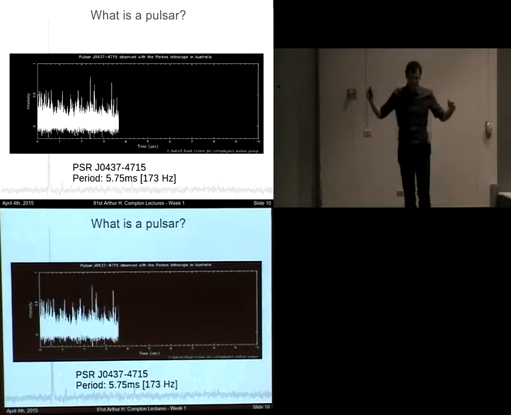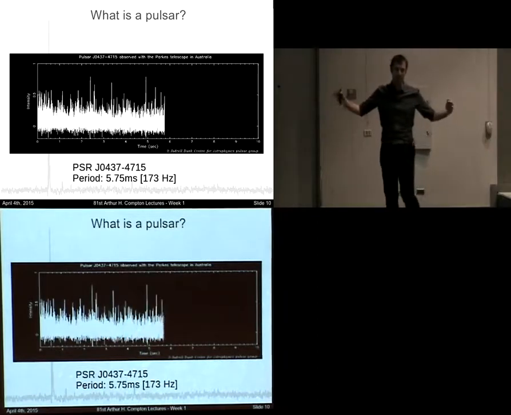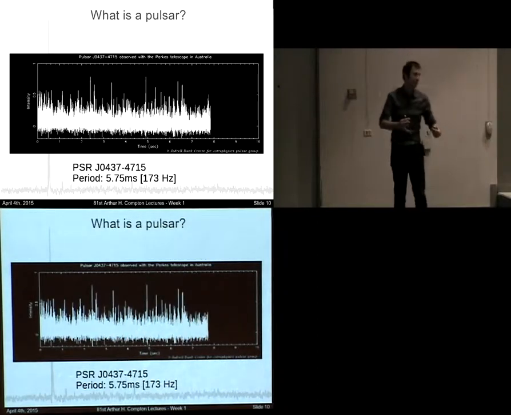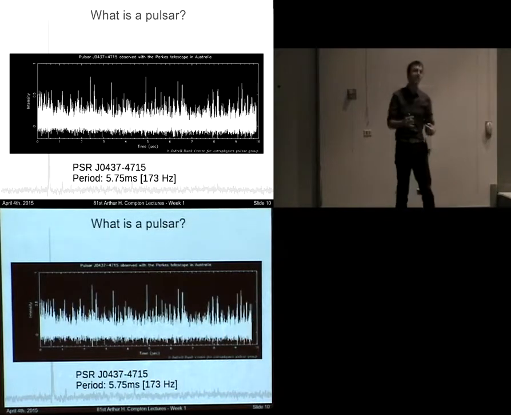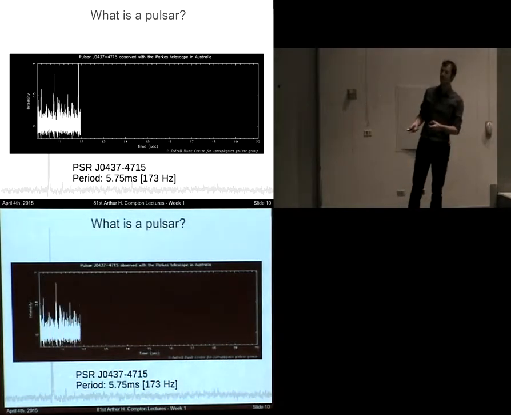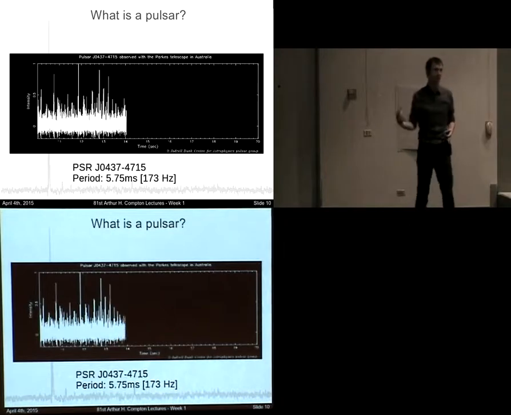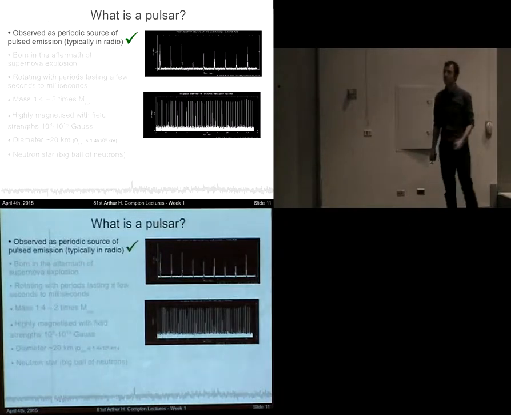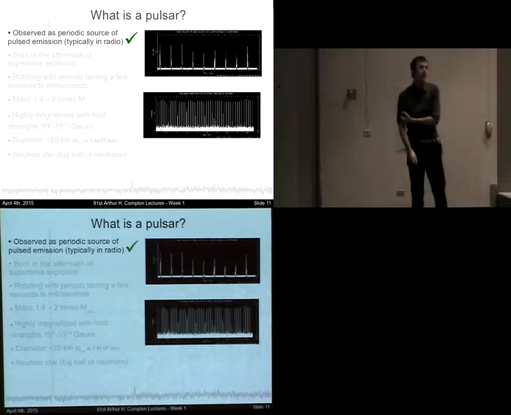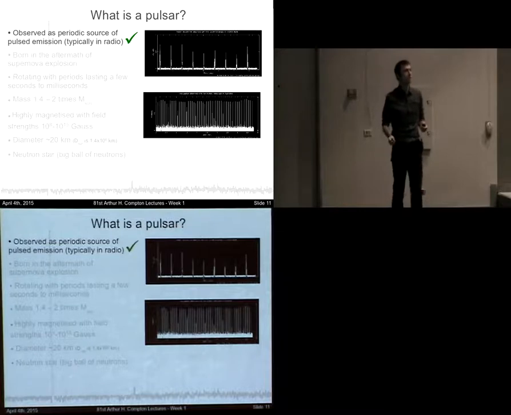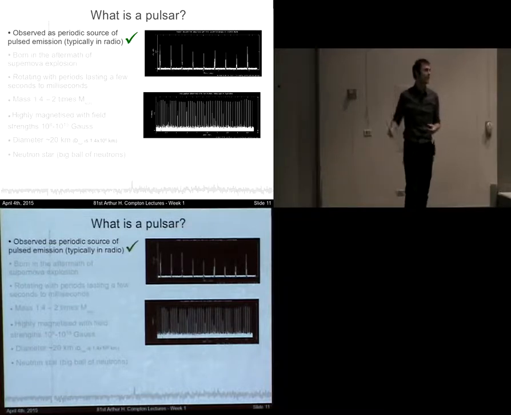So again, something as heavy as the sun, or heavier than the sun, squeezed into something the size of Chicago, but still spinning 173 times a second. So this is a very extreme object. The fastest one we know of today has a period of 1.4 milliseconds, which means it spins 5 times faster than the previous one, 700 times a second. That's the record holder right now.